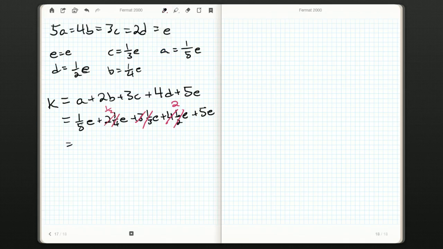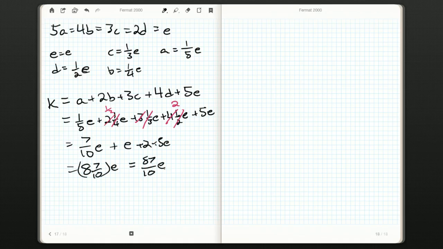Alright. So, what do we got here? So, 1/5 of an E plus 1/2 of an E. That's 2/10 plus 5/10. So that should be 7/10 of an E. Plus 1E plus 2E plus 5E. So it should be 8 and 7/10 of an E is equal to K, or another way of saying that is 87/10 of E is equal to K. Alright.